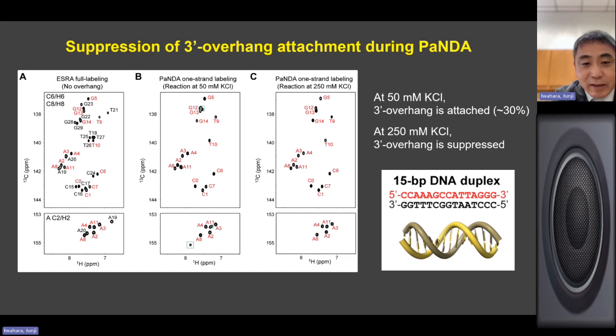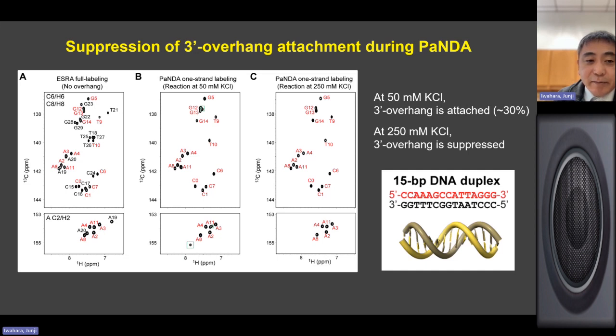Okay, so here is some data about 3' overhang attachment. As I mentioned, if you use high salt concentration, you get the DNA strand as you expect, without any additional residue at the 3' end. But if you use low salt concentration, like 50 millimolar KCl, you get some molecular species with an additional residue at the 3' terminus. And that was obvious in NMR spectra as well.